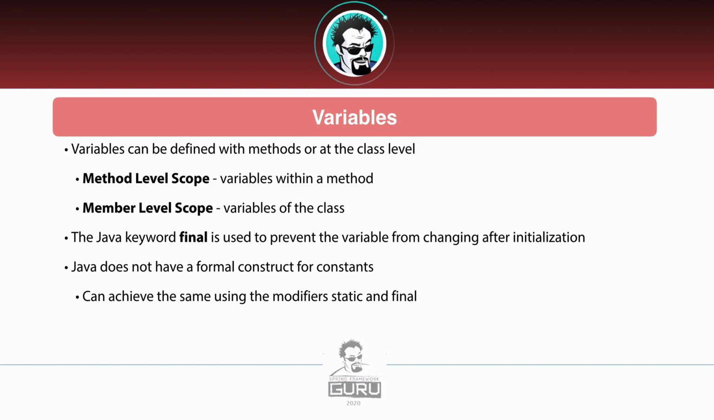Now, Java also does not have a formal construct for defining constants as some languages do. However, we can achieve the same effect by using the modifier static and final that effectively will give us a constant, and a lot of people will call this a constant even though Java does not have a formal construct for defining constants. Now let's jump over to IntelliJ and take a look at variable examples.